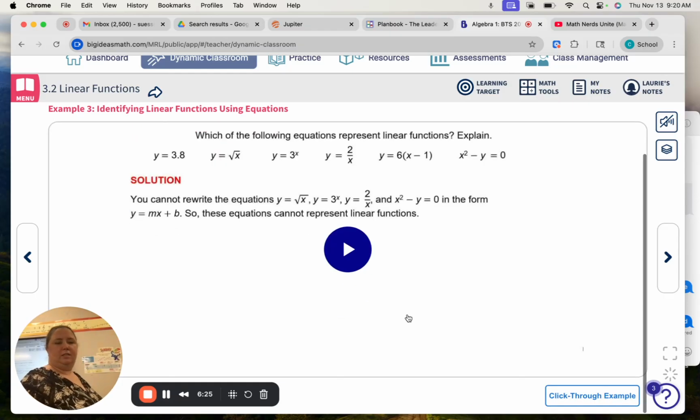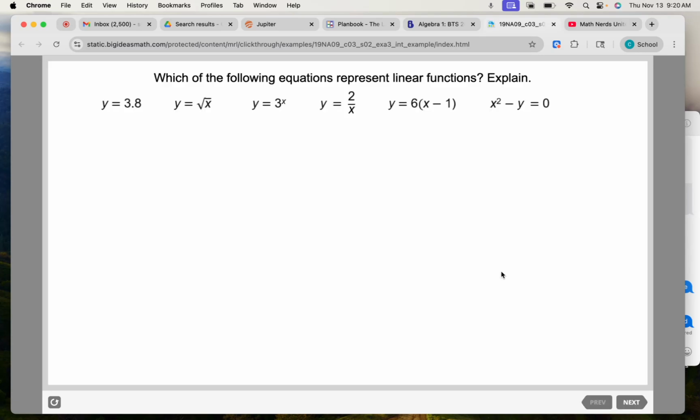Okay, so let's look at example 3. Which of the following equations represents a linear function? And then tell me why. So we got a lot of funky ones happening here, right? Okay, let's look at the first one. y equals 3.8. Would that be a linear function? Yes, because does it have a slope? What's the slope? 3.8.